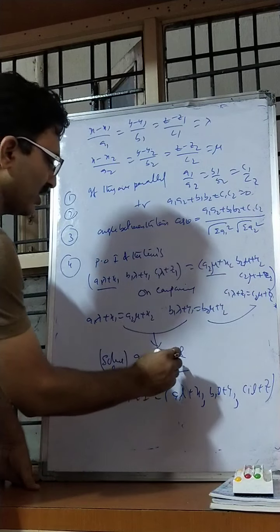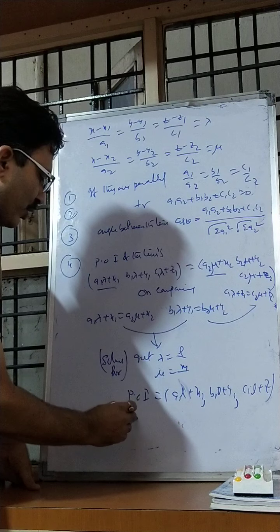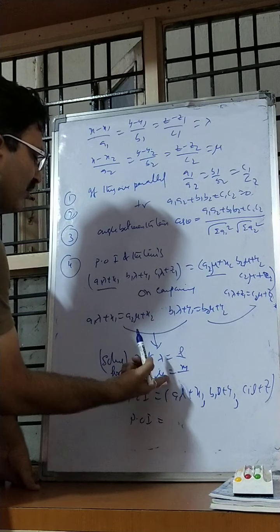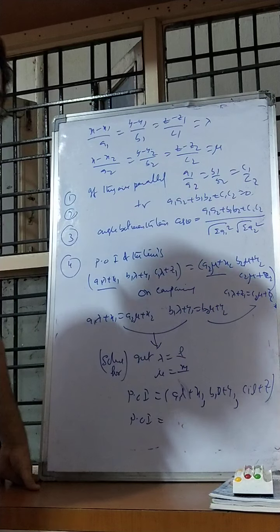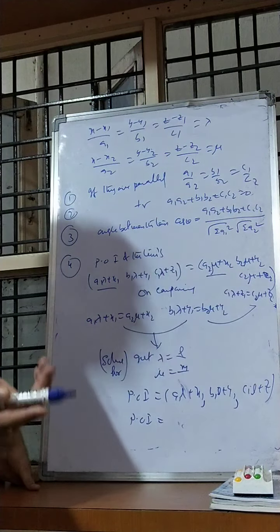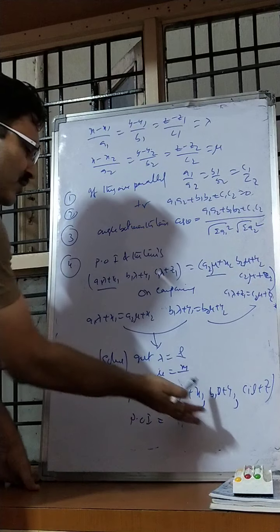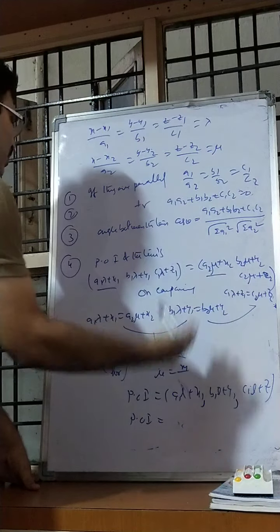Don't have confusion that you got something else here. If you substitute the mu value in the second one, both will be the same. You will get the same point because the point of intersection is only one. So like this we will get it. You substitute here, you will get it like this.